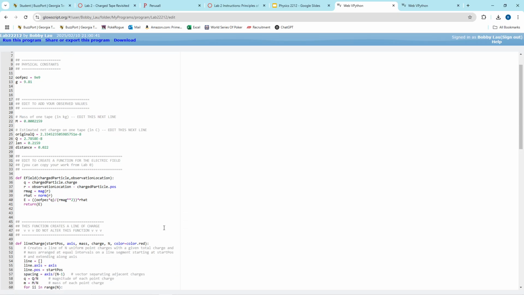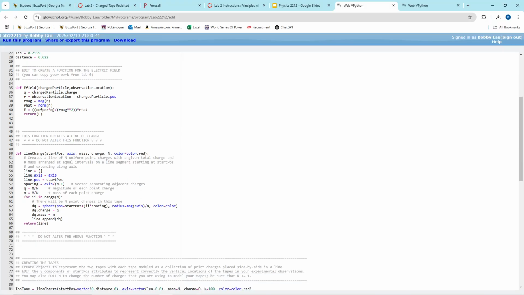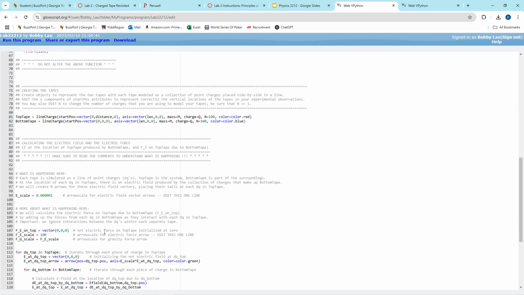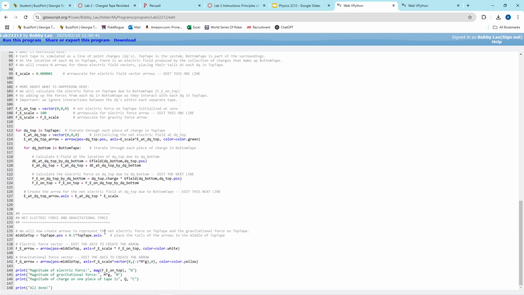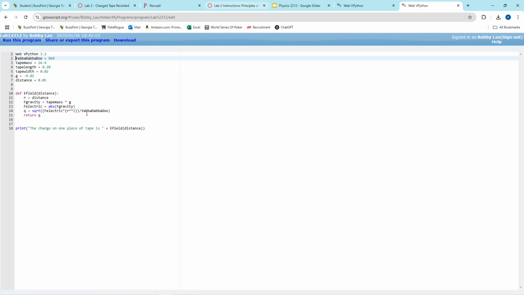And then these are the calculations that make the code work. This is defining the E field, defining the line charge, and top tape and bottom tape. E scale, and then this is just what it spits out. For the original, this is from last week.